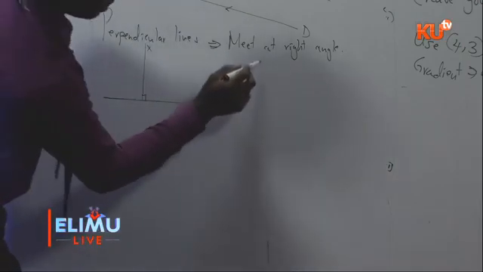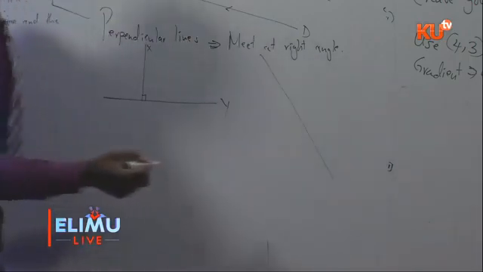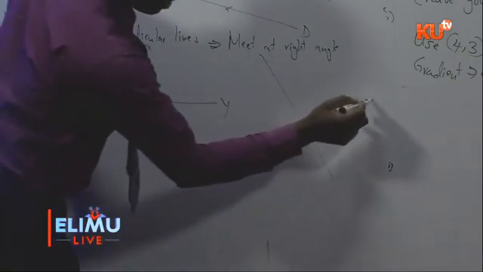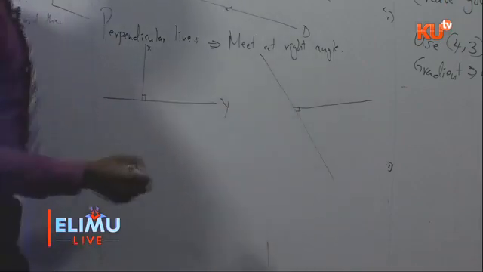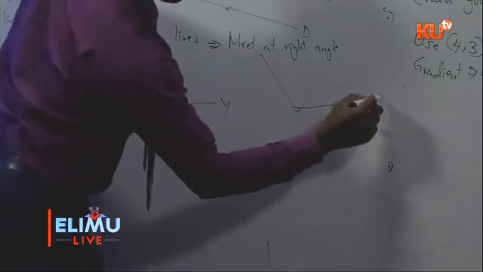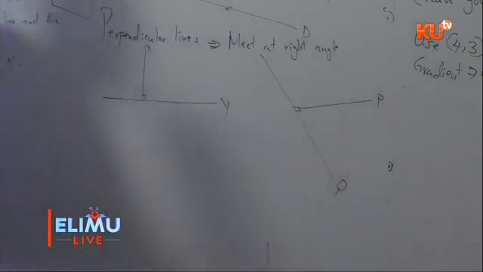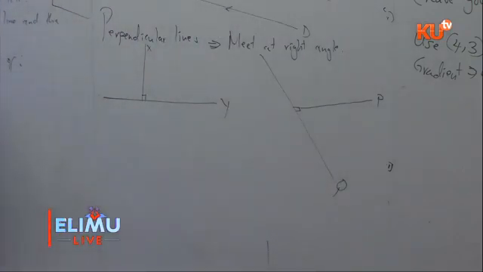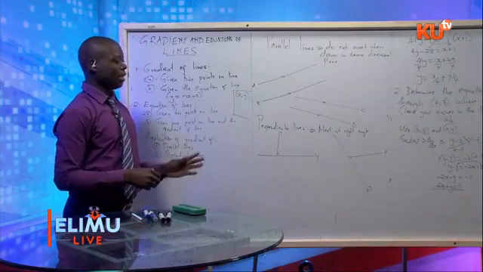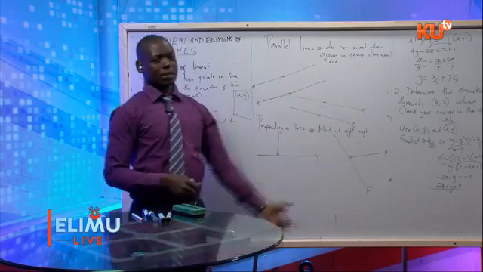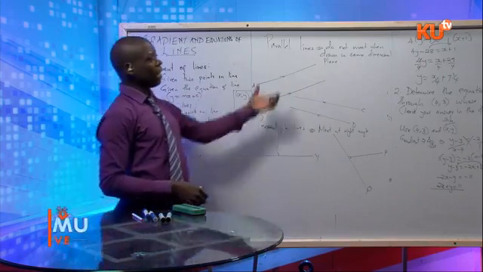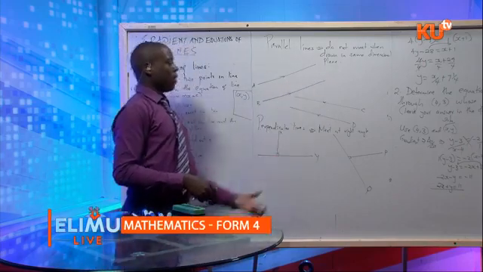Again, we can have this line. This is a straight line. If I draw a line of this kind, meeting at this 90 degrees, and this line P, line Q, then P and Q are perpendicular lines. So perpendicular lines meet at 90 degrees or at right angle. Parallel lines do not meet. That is the general understanding of the two kinds of lines.